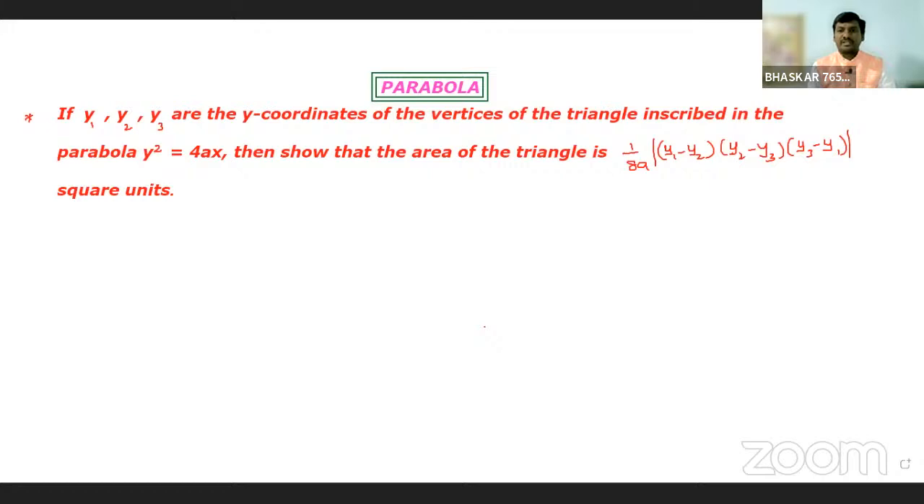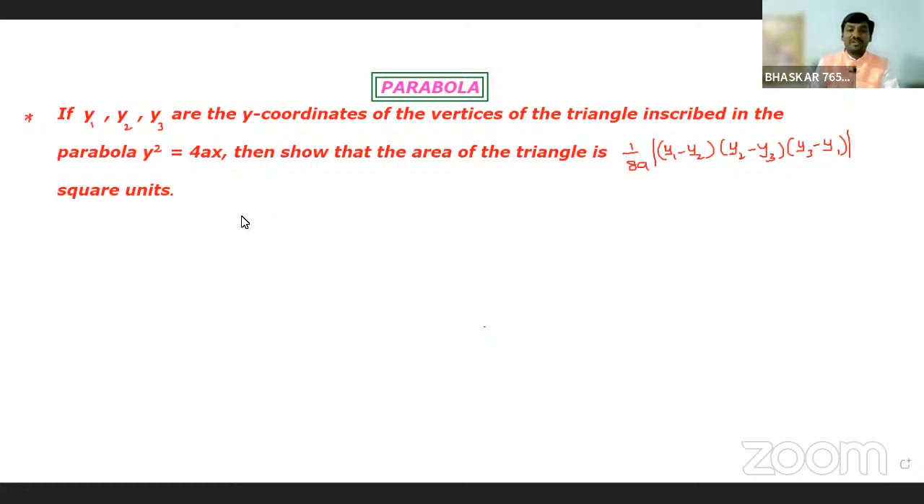Here the question is given from the parabola. One of the most important LQ. If y1, y2, y3 are the y coordinates of the vertices of a triangle inscribed in the parabola y square is equal to 4ax, then show that the area of the triangle is 1 by 8a into modulus of (y1 minus y2) into (y2 minus y3) into (y3 minus y1) square units.